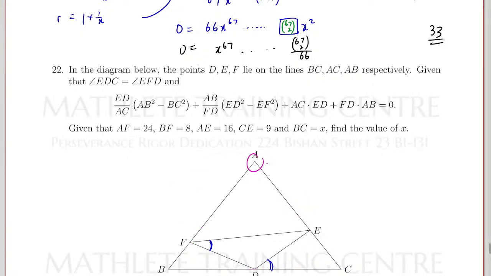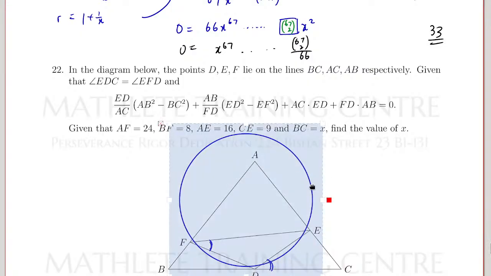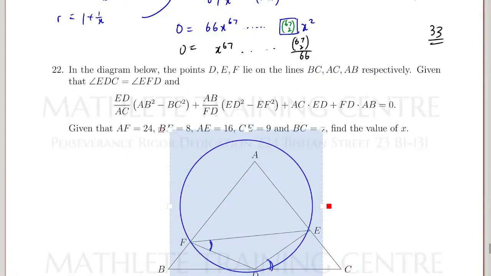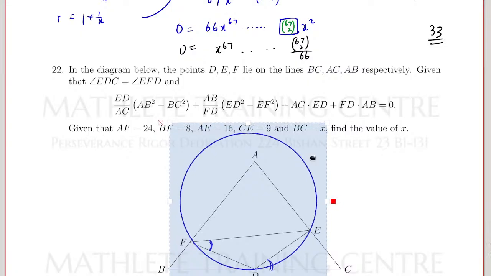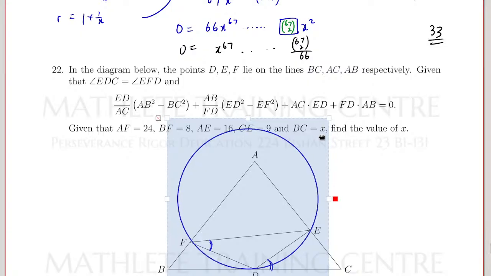Does it pass through A? Well, we don't have to care about that. It doesn't really matter. Right. So let's say we draw the circle. Let me try to fit it through those 3 points. Maybe a bit hard. I'm going to try. Not perfect. A bit more. Good enough.